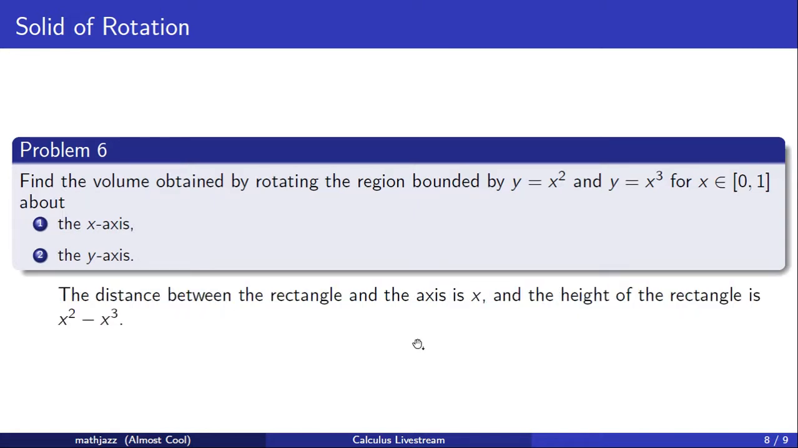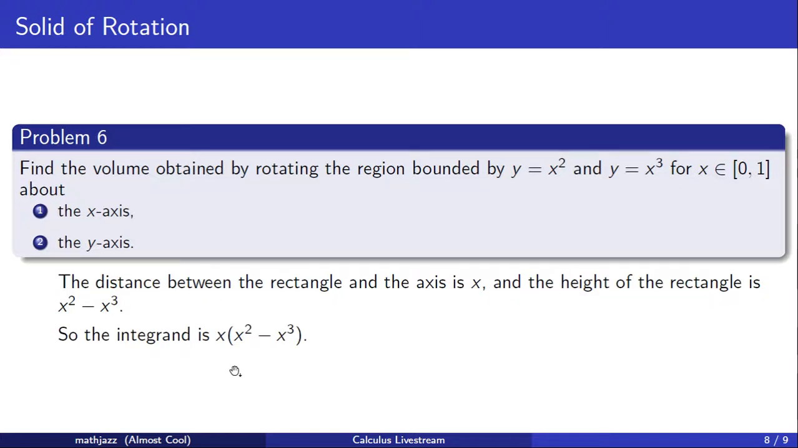So if we're going to use the shell method, the distance between a rectangle and the axis is x. The height of the rectangle is going to be x squared minus x cubed, because x squared is the taller, the higher, the bigger function on the interval. So we take the bigger function minus the smaller function to get a positive number. So what we're going to get as our integrand is x, which is the distance away from the rotational axis, times x squared minus x cubed, which is the height of a differential rectangle.